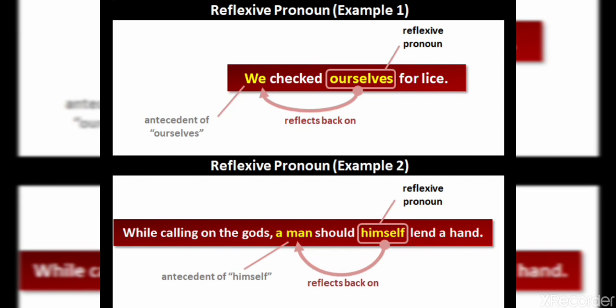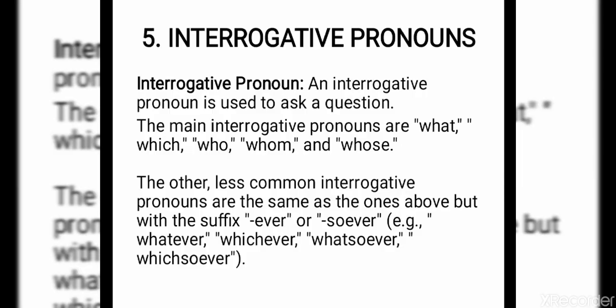The next type of pronoun is interrogative pronouns. An interrogative pronoun is used to ask questions. The main interrogative pronouns are what, which, who, whom, and whose.